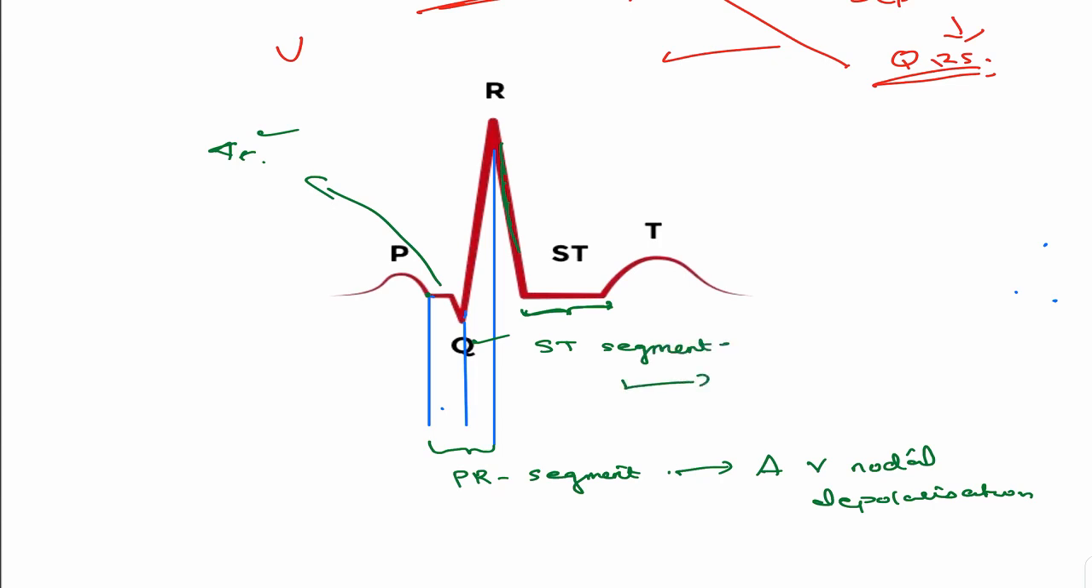It signifies that the ventricular depolarization is complete and atrial depolarization has not started. Now all these segments will prolong if there is some pathology. For example, if there is a delay in atrial repolarization, then there will be a delay of this ST segment. So the ST segment is between these two areas.